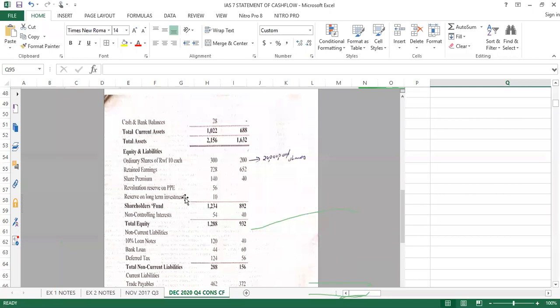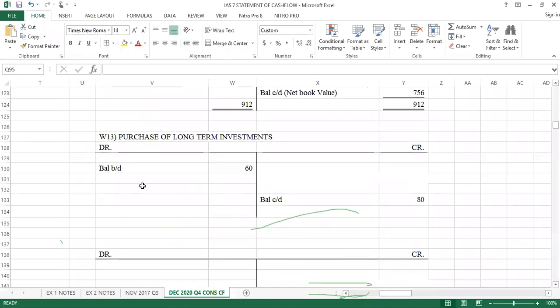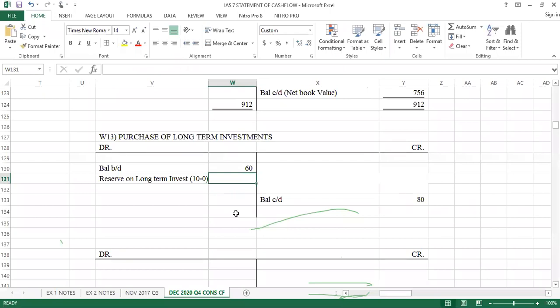I was looking for something specifically on long-term investment. It is not what you have identified as working 5 or working 6. Reserve on long-term investment was 10. In the first year, it was 0. In the second year, it was 10. So reserve is 10. It is that additional information. So reserve on long-term investment is 10 minus 0, because we don't have something at the beginning. 10 minus 0 is still 10. Okay, so we are done with that.